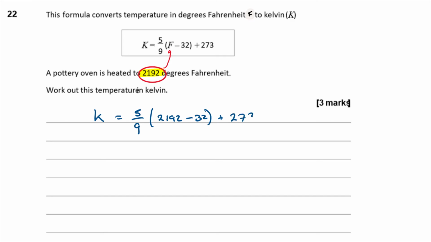Right, now we're going to need to follow BIDMAS here, because it's quite a complex formula. So we're going to start off with brackets. We're going to do that bit first. I'm just going to do it line by line, step by step. So 2192 minus 32. So that's going to be what?